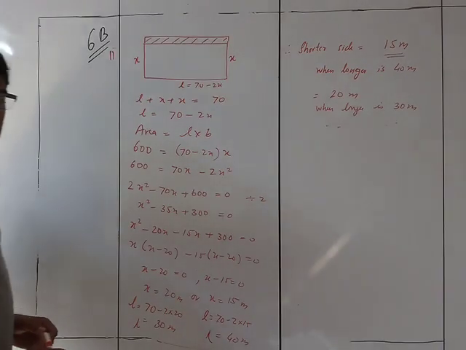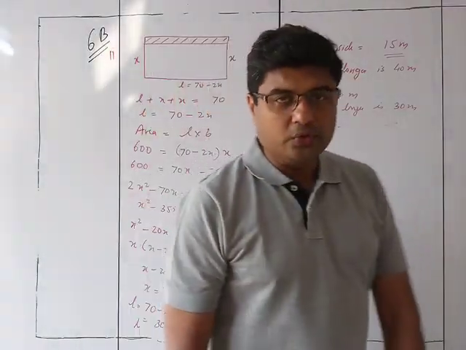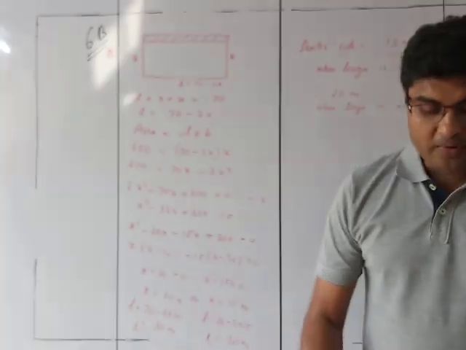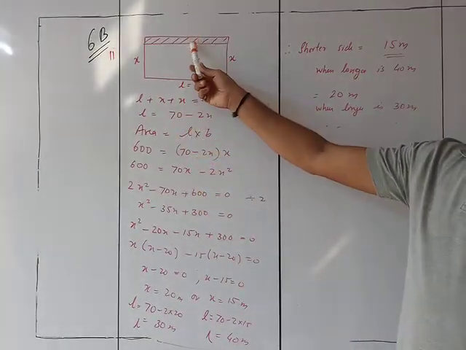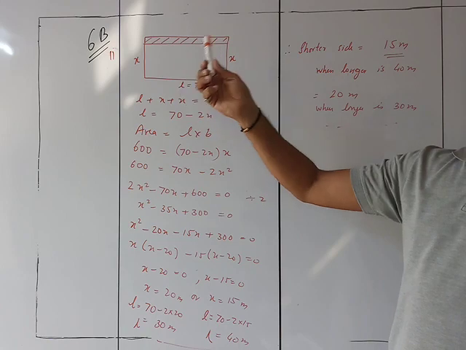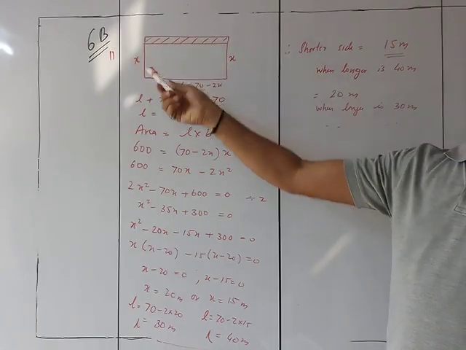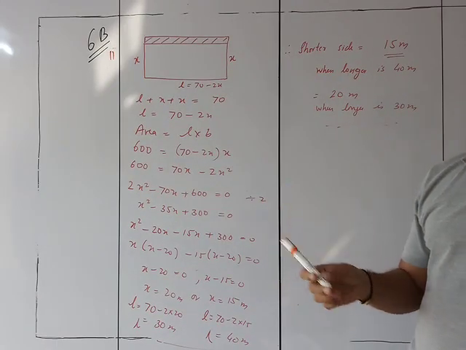Are we clear? So here we did not use the formula of the perimeter directly because one of the sides was wall. So that was the only tricky part over here, that one of the sides was wall. So you cannot take the perimeter as 70. If you take perimeter as 70, you go wrong.